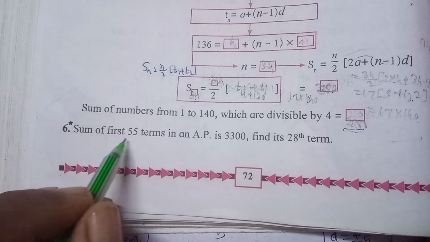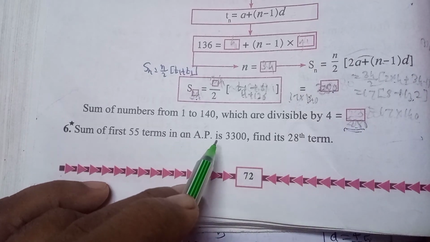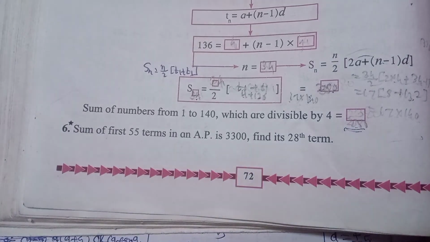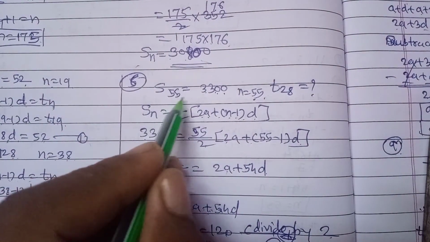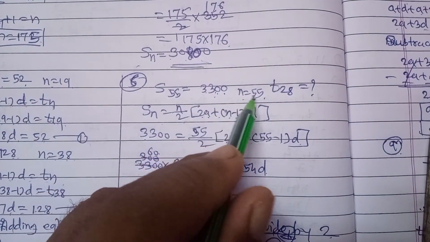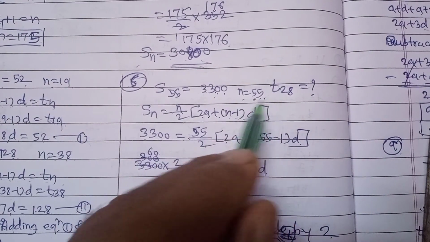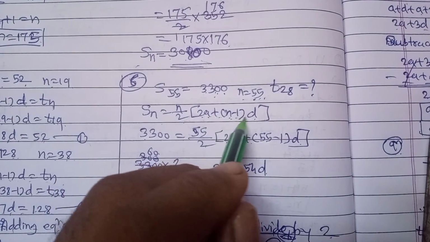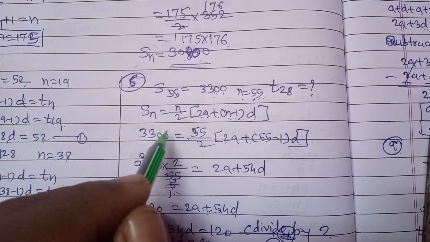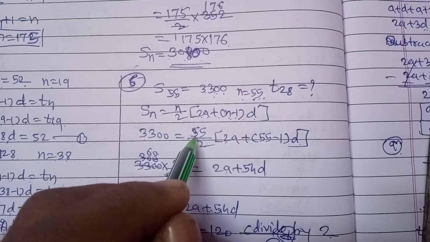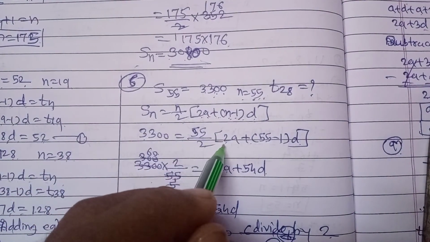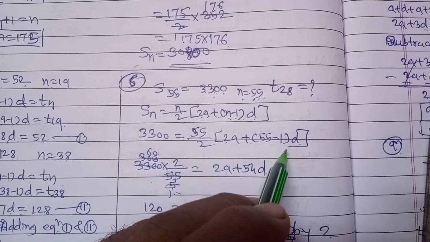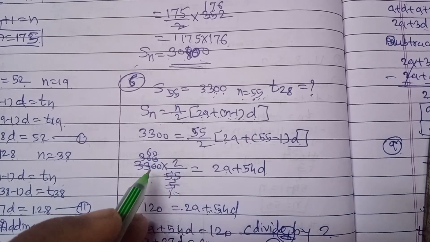Question 6. The sum of the first 55 terms of an AP is 3300. Find its 28th term. So S55 is 3300, n is equal to 55. Sn equal to n by 2 into (2a plus (n minus 1) into d). 3300 equal to 55 by 2 into (2a plus (55 minus 1) into d).